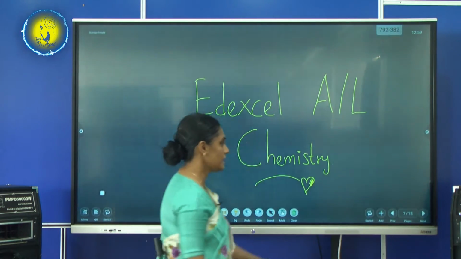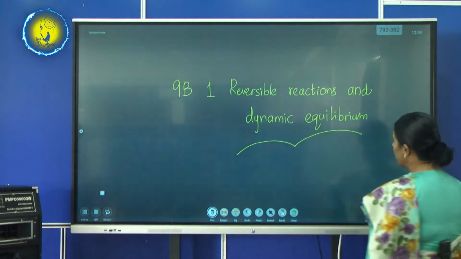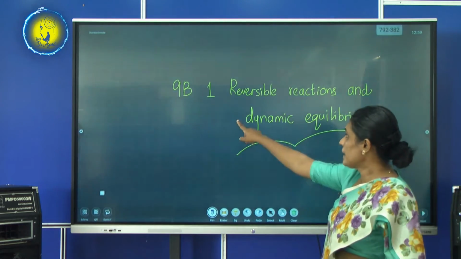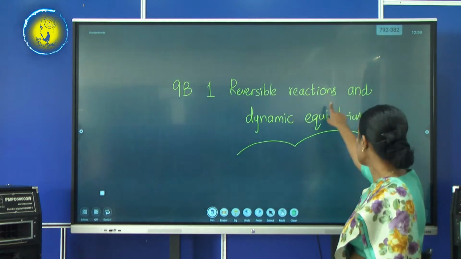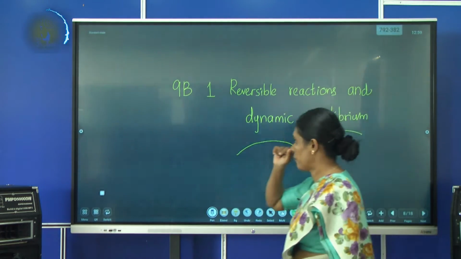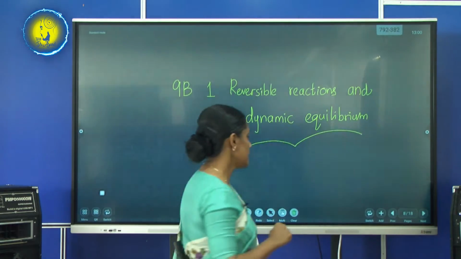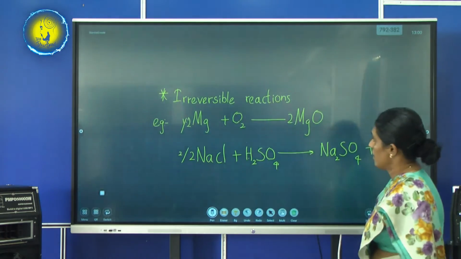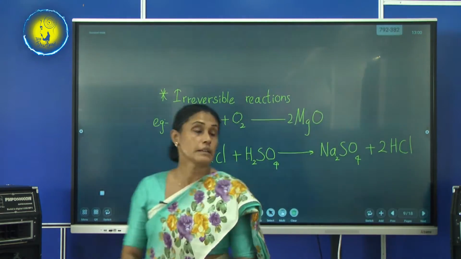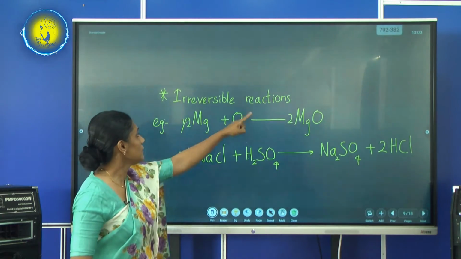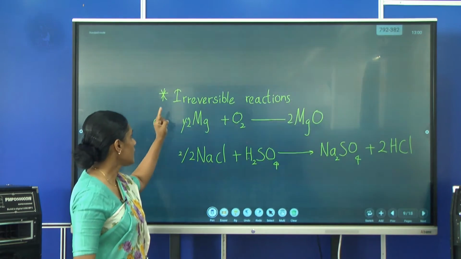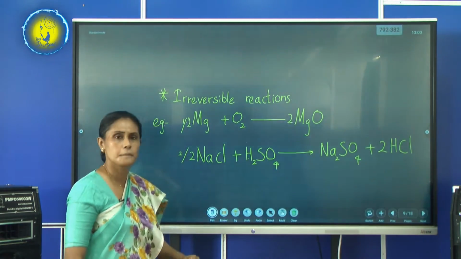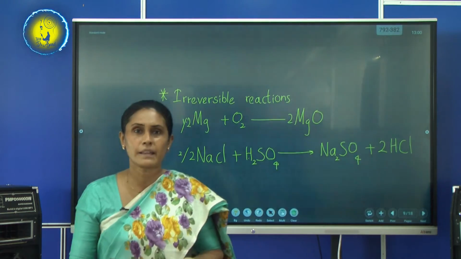This is chemistry, right? Okay, now look at your heading 9B, first lesson, reversible reactions and dynamic equilibrium. I'll break the lesson into a few sections. I'm going to talk about irreversible reactions. What is this? What do you mean by that?